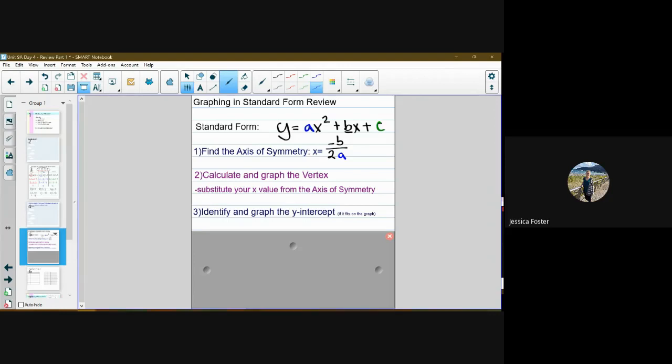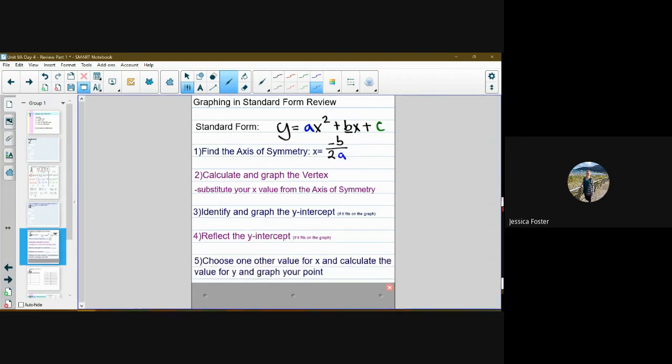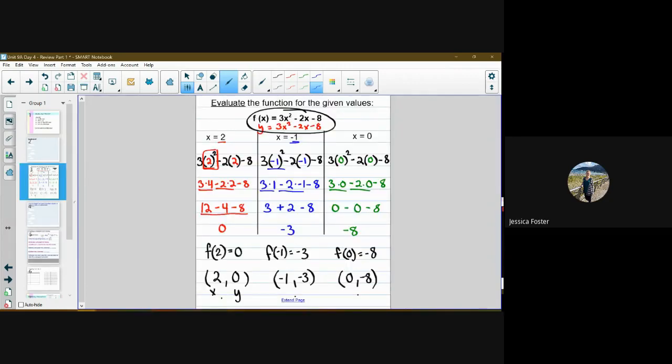The nice thing is, using our axis of symmetry, we're able to reflect the y-intercept over the axis of symmetry to find another point, once again if it fits on the graph. If it doesn't, we go down to our fifth step, which is to choose another value for x. This is any value you want to choose. In our warm-up, I gave you 2, -1, and 0.